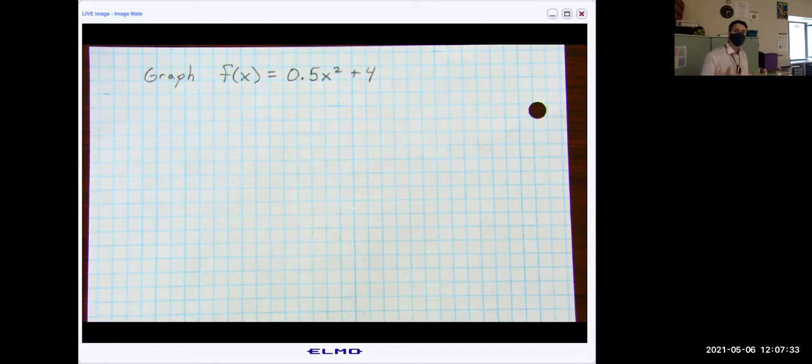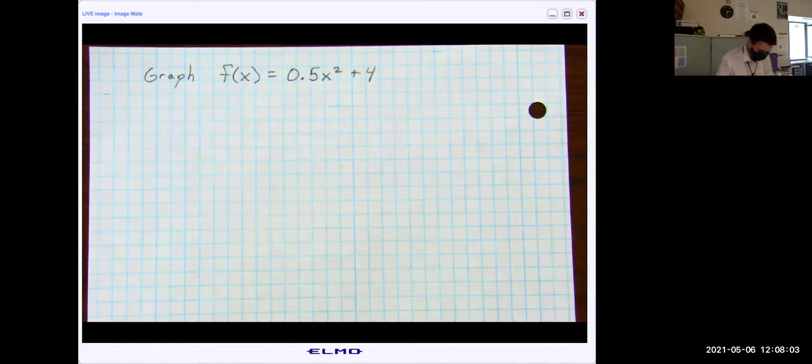Is this going to open up or down? Up, because it's a positive 0.5. Okay, so it should open up when we graph it. Y-intercept, 4. It's missing the B term. There is no B term. So it's going to have a y-intercept of 4. It's not shifted since B is gone. That's what causes the shift that's not there. So it should be centered, should be at y-intercept of 4, opening up.